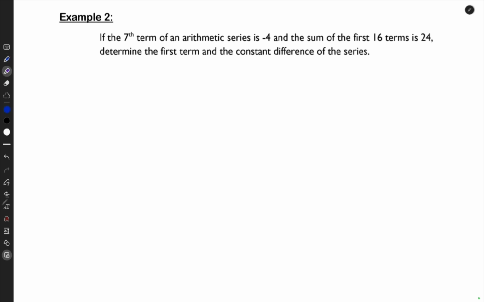So the first thing I can see is the seventh term is minus 4, so that's extremely important. And then the sum of the first 16 is 24. So those parts go together. Let's write it in algebra terms. Let's just write it out as it's stated on the paper, and then we're going to algebraize it.